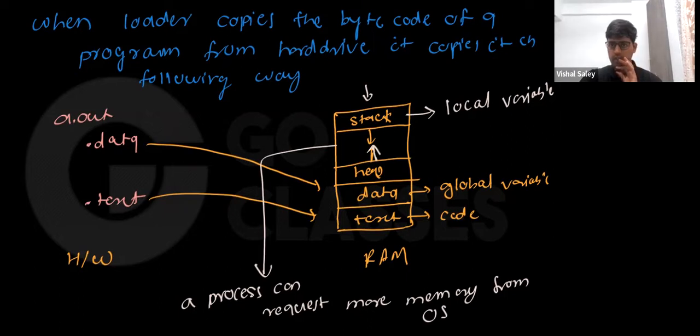So there was a question: is this structure specific to the particular code? It is general for all kinds of code. This structure is general for all processes. This particular structure is general for all processes.